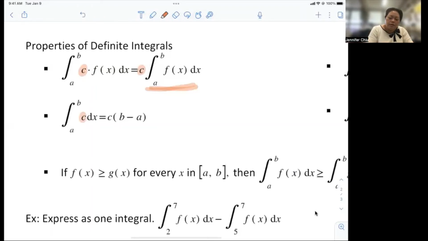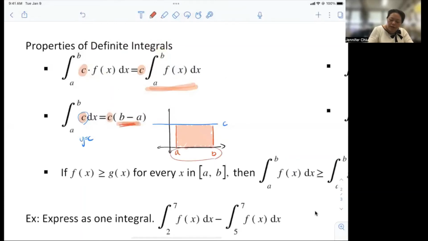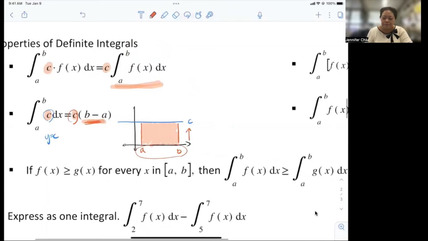If you have just a number, there's no variable, the formula becomes the constant times b minus a. And why is that true? This is explained simply by a picture. If you have y equals c, that's really a horizontal line. That's y equals c, right? And then you have your interval of a to b. So now you've drawn yourself a rectangle whose base is the difference, b minus a, and the height is c. So that's why this is a formula, c times b minus a.